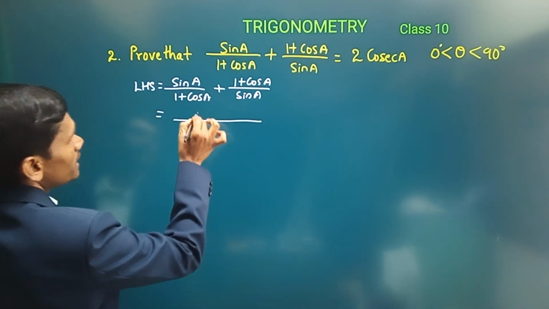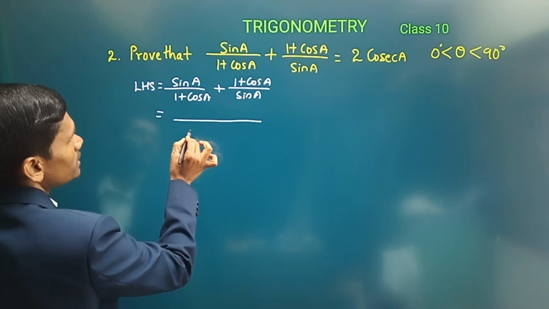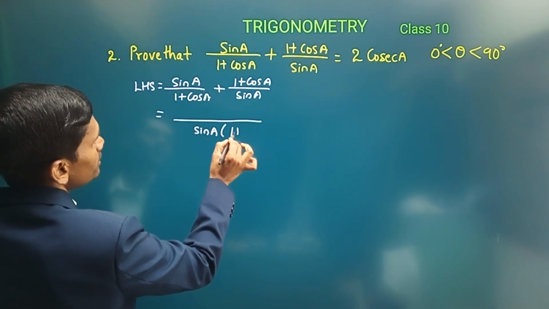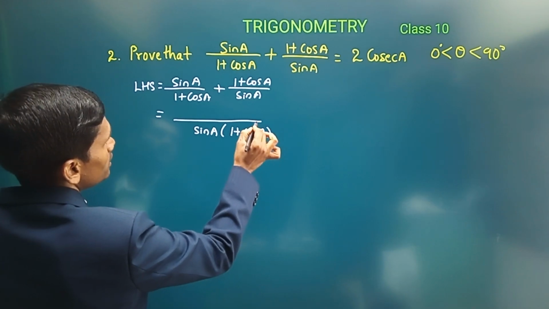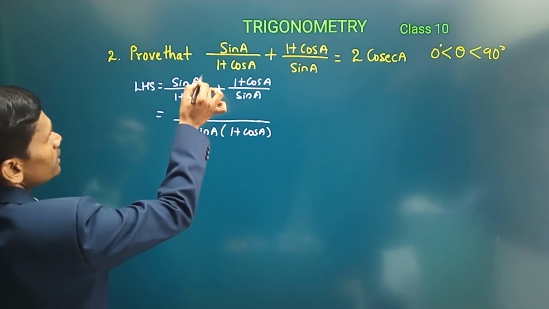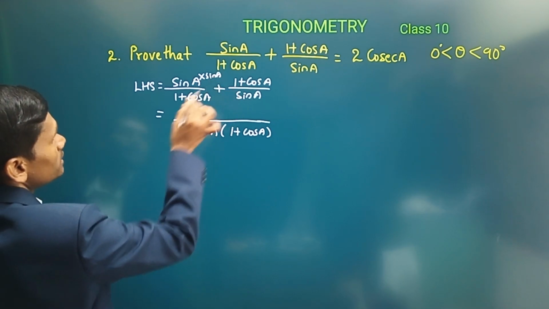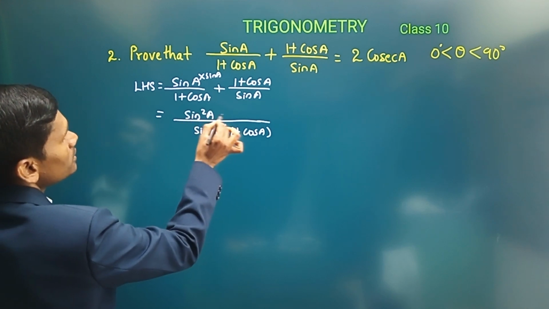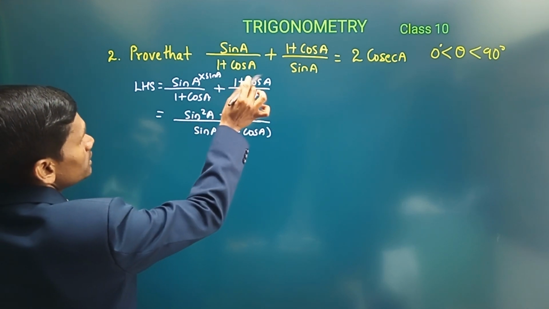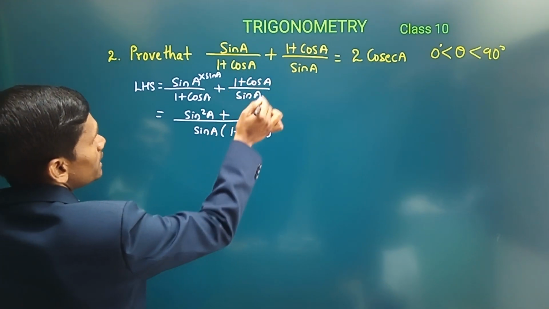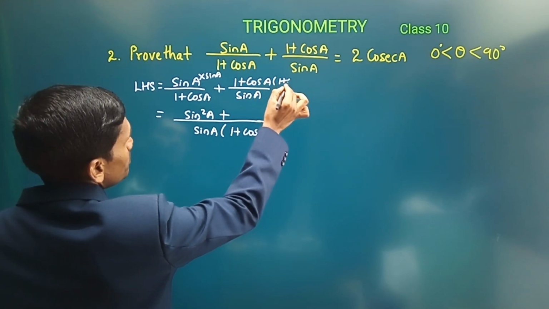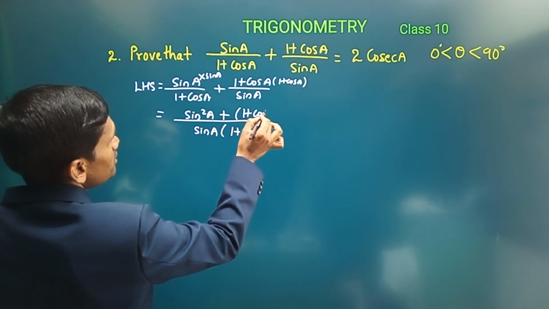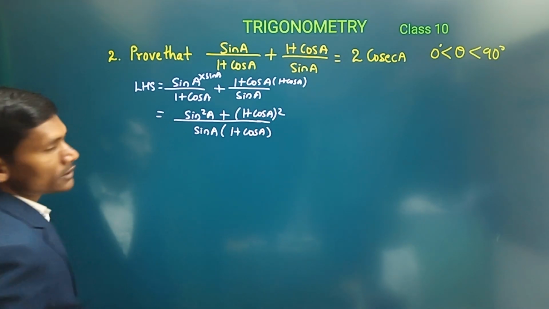Now let us take the LCM. The LCM will be this into this, because these are different terms, so you just multiply them: sin A into (1 plus cos A). Now here, (1 plus cos A) you have to multiply into sin A. So this becomes sin A into sin A, sin square A. Plus, for the second term, you multiply to get this total: sin A into (1 plus cos A), so (1 plus cos A) you need to multiply with this. So this becomes (1 plus cos A) whole square.